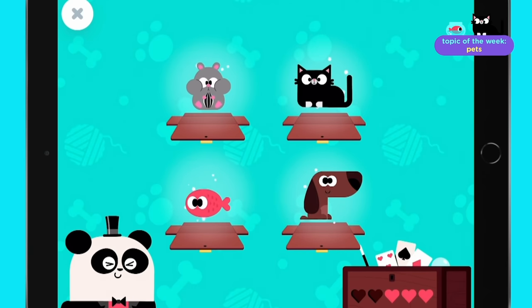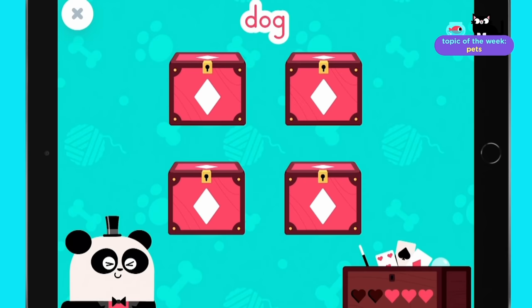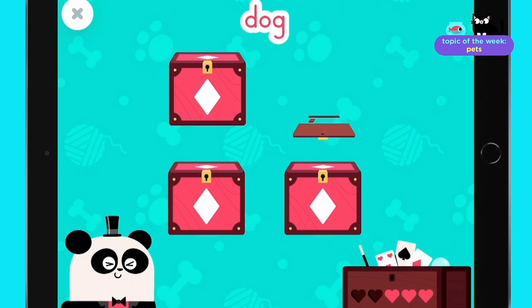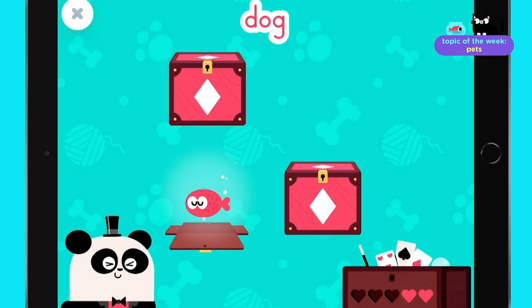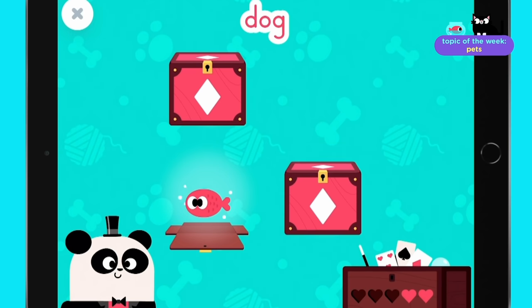Look carefully at the pictures to remember them. Dog. This is not a dog. This is a cat. Tap the box with the dog. This is not a dog. This is a fish.